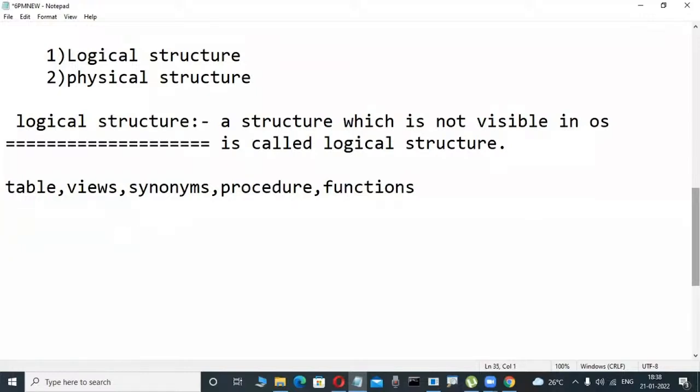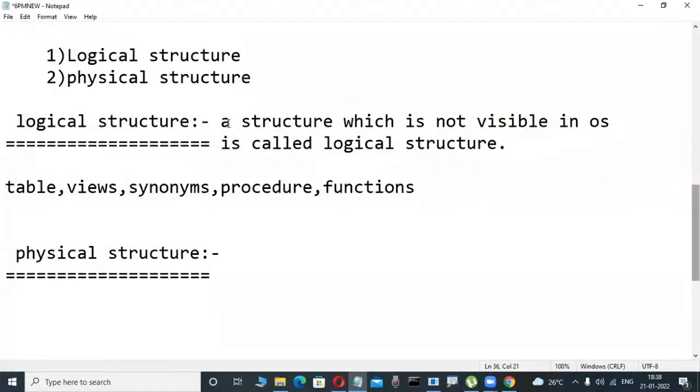Now observe it here. What is physical structure? Don't write it. Now check it out. Just roughly observe it here. Physical structure is there. Now just for the idea only, what does a physical structure mean? It is the opposite of the logical one.